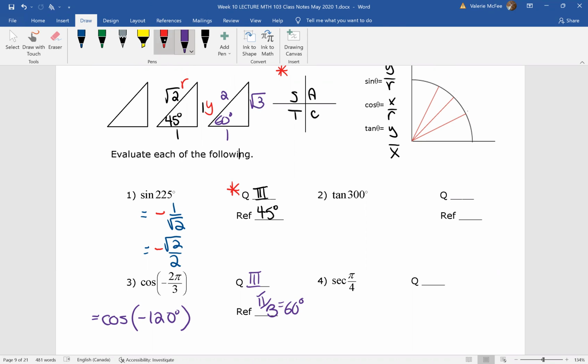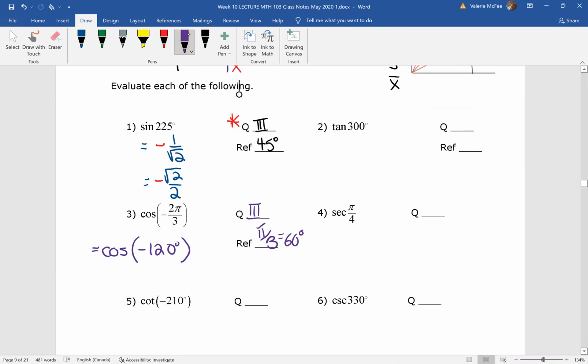Cosine is x over r, 1 over 2. But I'm in quadrant 3. That means cosine is negative there. All right, why don't you try question 2 and question 4?